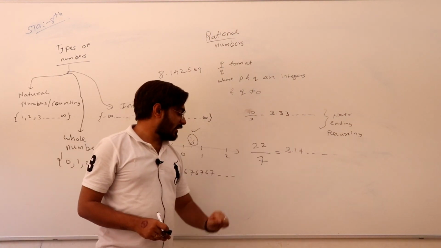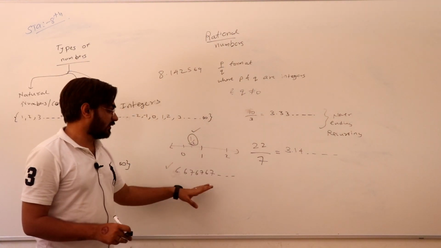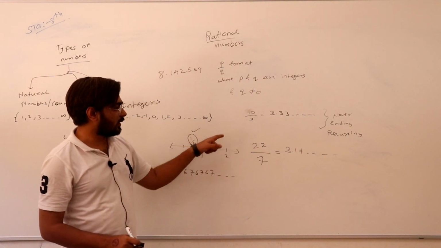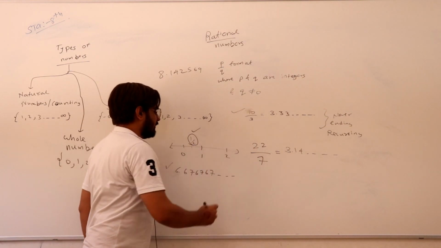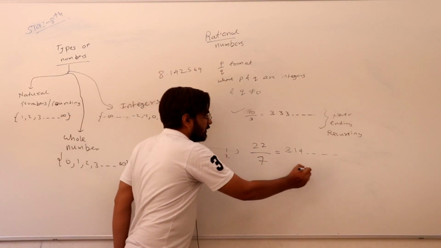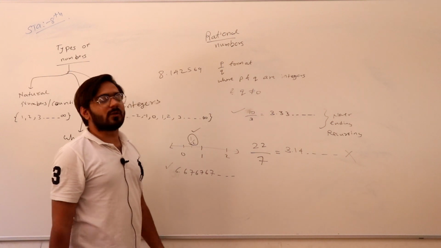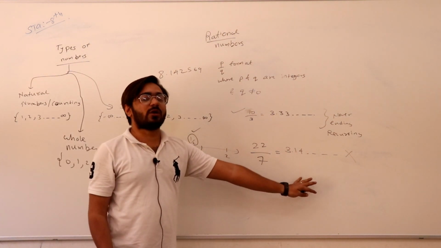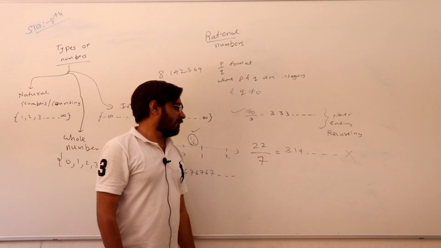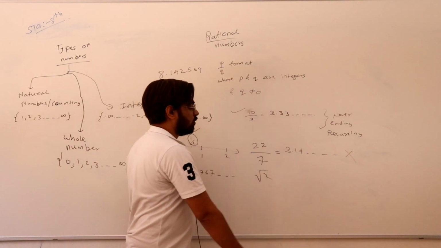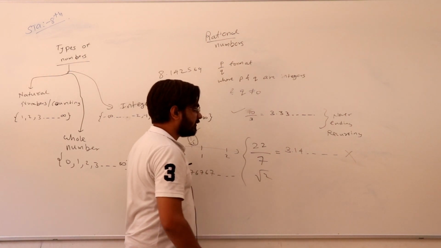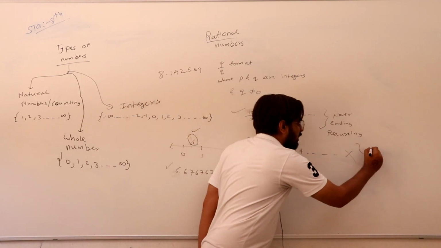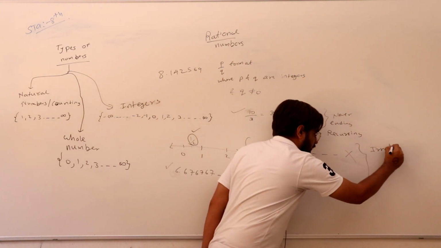10/3, this is a never ending number. 6.676767 is also a never ending number, but both are recurring numbers, that's why they are rational numbers. And this one is not a rational number because it is never ending, true, but it is not recurring. In the same way, √2. So what do you call these numbers which are not rational numbers? They are called irrational numbers.